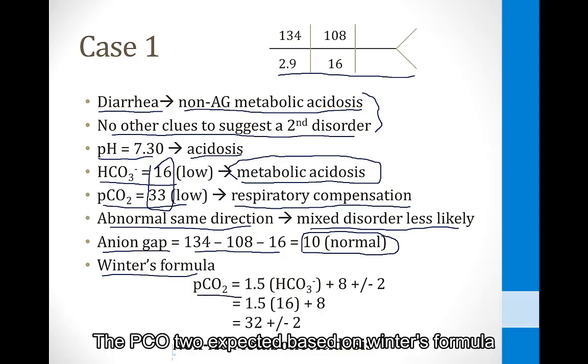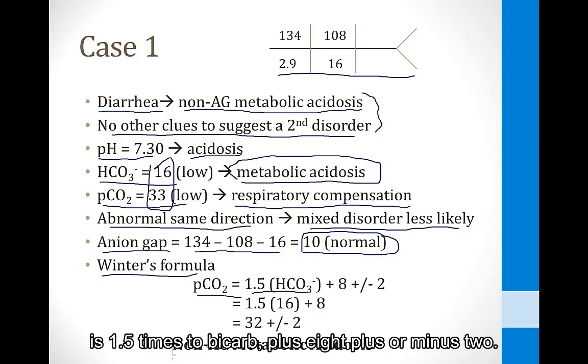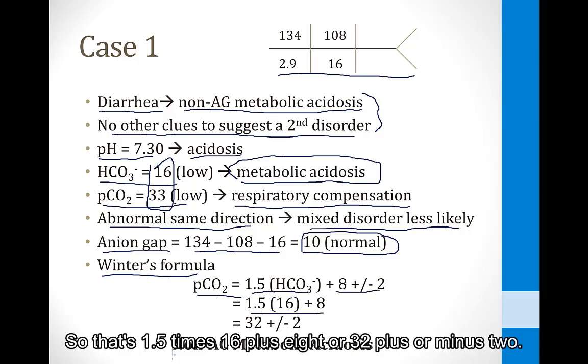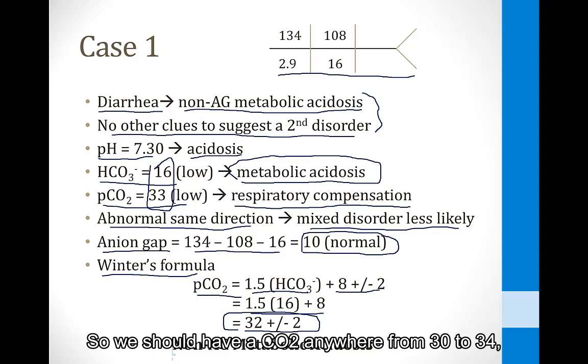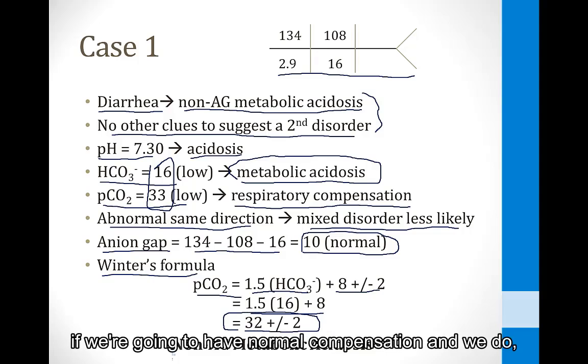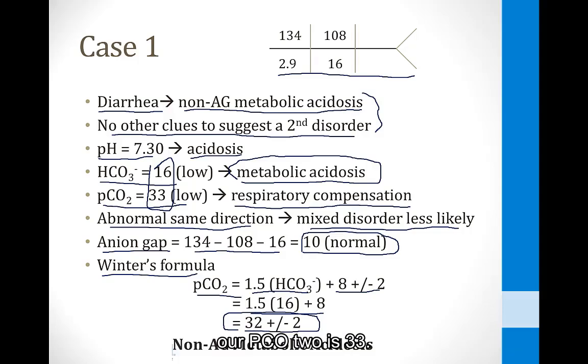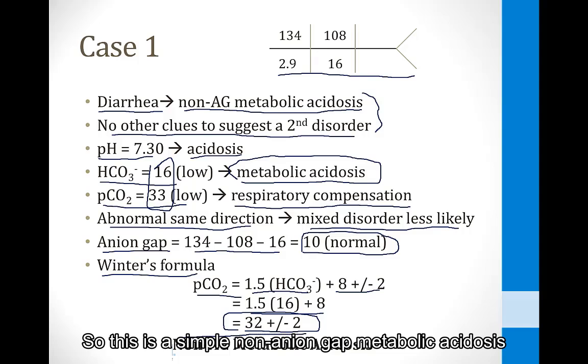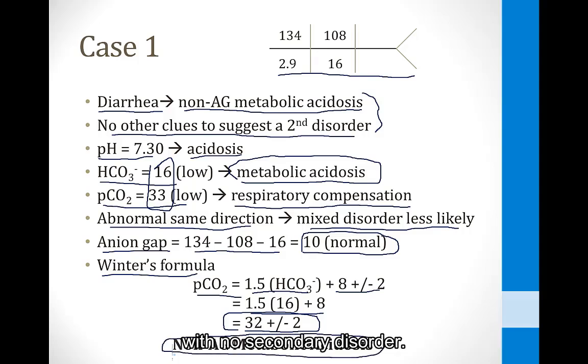The PCO2 expected based on Winter's formula is 1.5 times the bicarb plus 8, plus or minus 2. So it's 1.5 times 16 plus 8, or 32, plus or minus 2. So we should have a CO2 anywhere from 30 to 34 if we're going to have normal compensation, and we do. Our PCO2 is 33. So this is a simple non-anion gap metabolic acidosis with no secondary disorder.